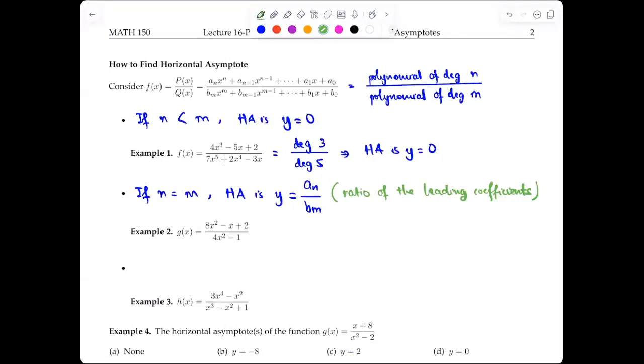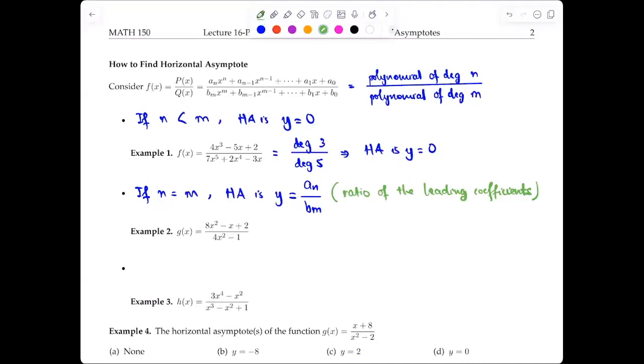So again, I'm very specific with the notations here. The polynomial on the numerator is of degree n, so therefore the leading coefficient is a sub n. In the denominator, the polynomial is of degree m, so the leading coefficient is b sub m. Now, if the degrees are equal to one another, then the horizontal asymptote is going to be the ratio of the leading coefficients, a sub n over b sub m. You okay with that? Okay.